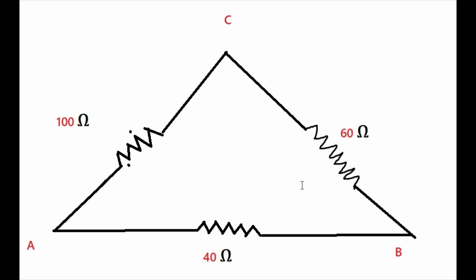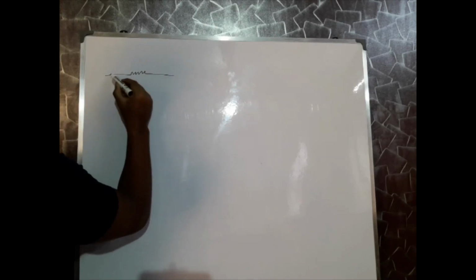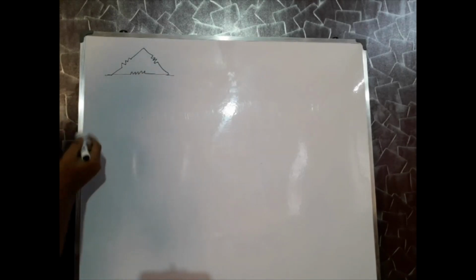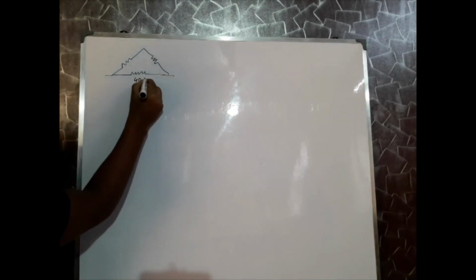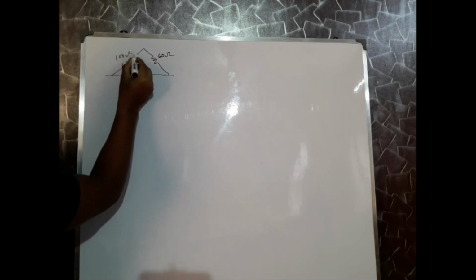Find out the equivalent resistance where the 3 resistors are connected in a triangle. You have to find out the equivalent resistance for AB. If we have 3 resistors in that way, as you already have seen in the picture: 40 ohm, 60 ohm, 100 ohm, right?